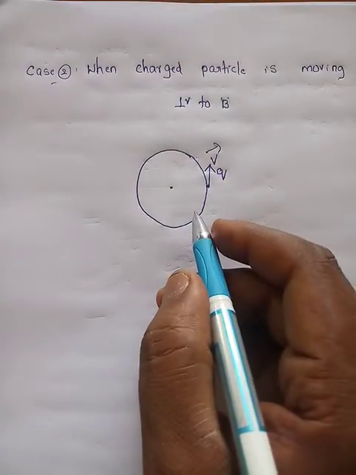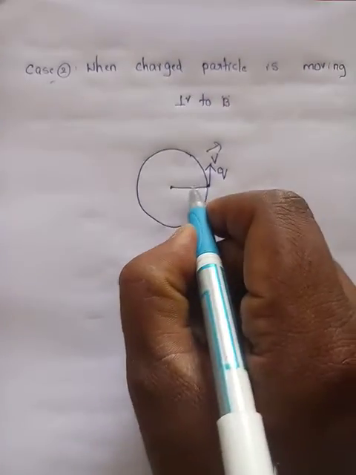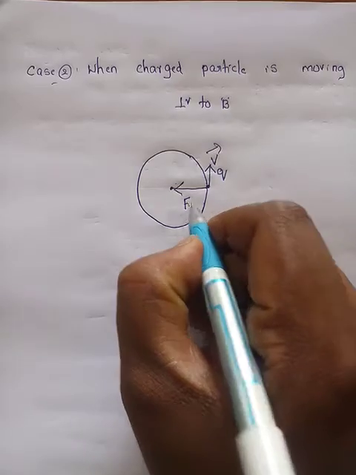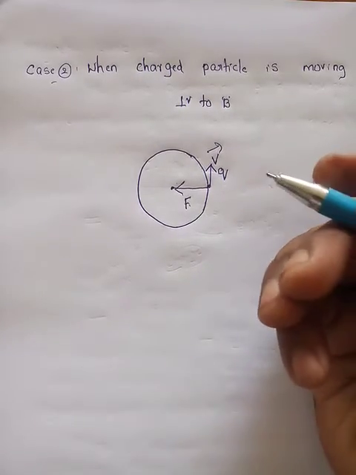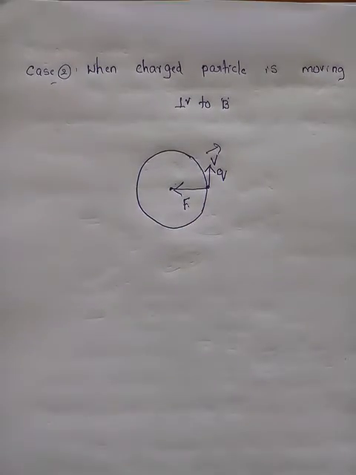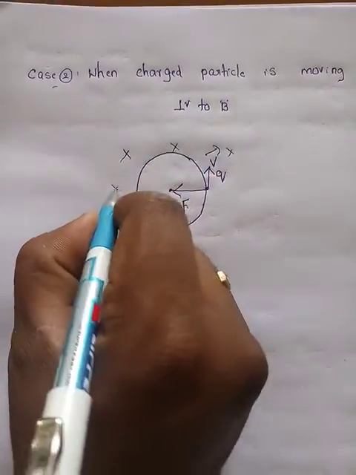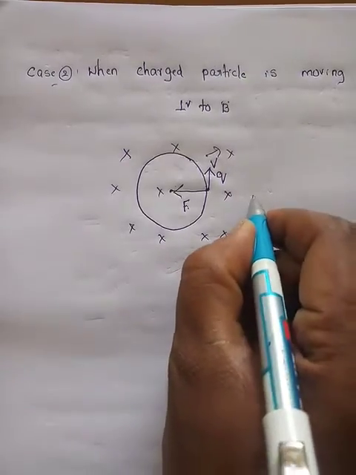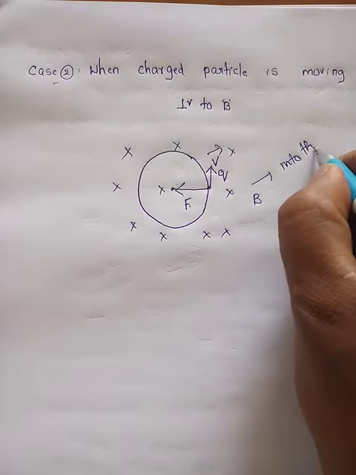As we know, when a particle is moving in a circular path, it experiences a centripetal force. Here that centripetal force is what? The magnetic force, or centripetal force acting towards the center. And we applied the magnetic field. See, I am applying the magnetic field here uniformly on the surface. This is B. Means the magnetic field is acting into the plane.